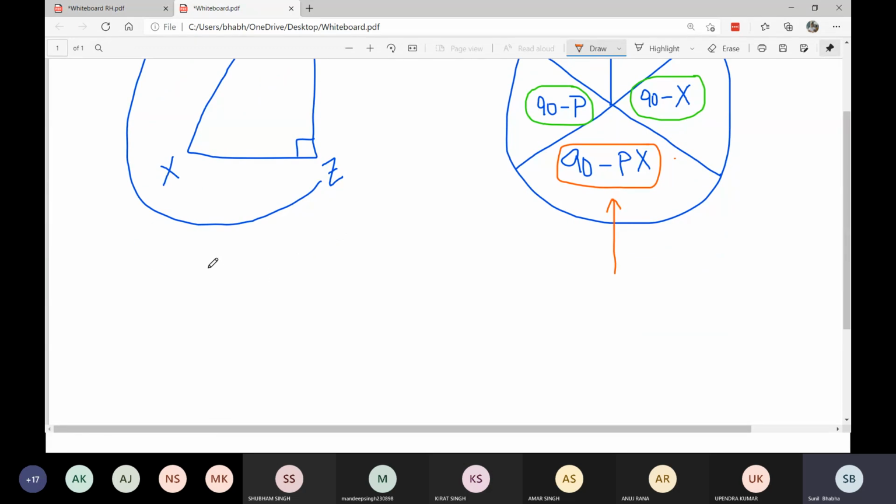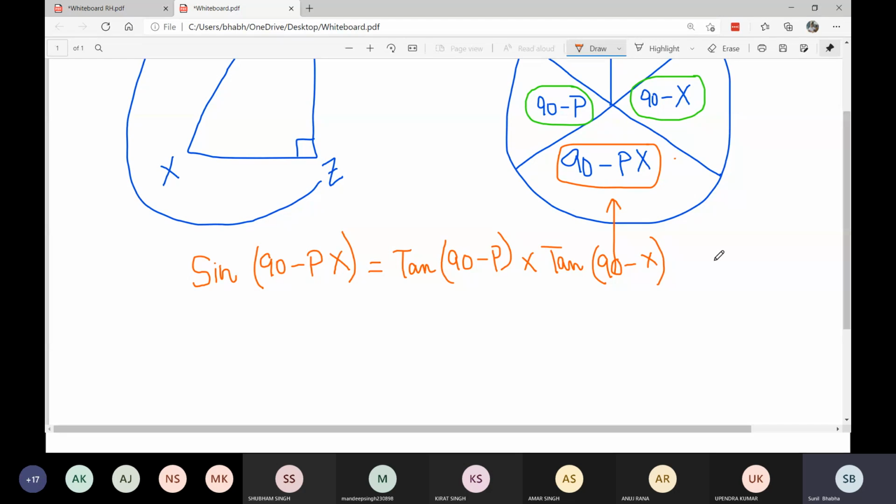Now how will we apply the formula? The first formula is the sine of the middle part. So let's write it down. Our middle part is 90 minus px, so it will be sine of 90 minus px is equal to tangent of adjacent part 1 into tangent of adjacent part 2. So we have taken the tangent of the second part, 90 minus x. Our formula has been applied.